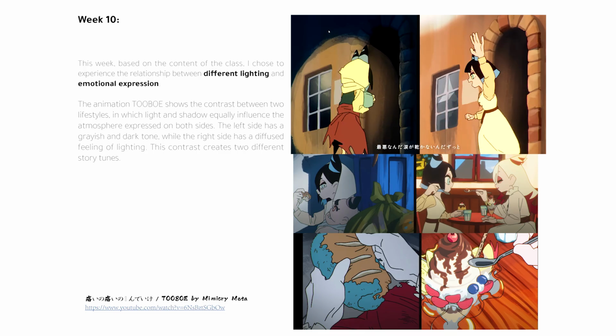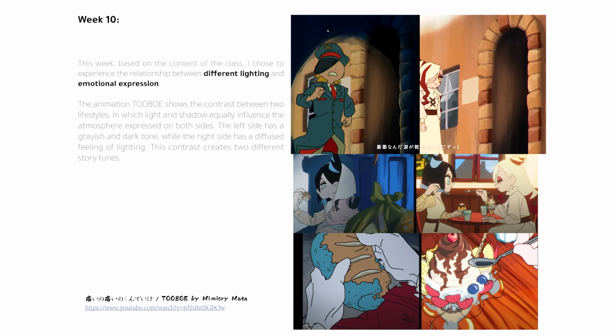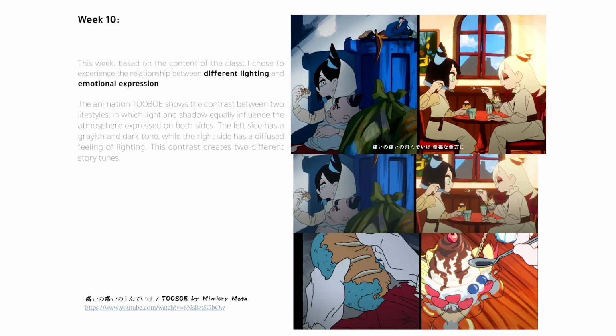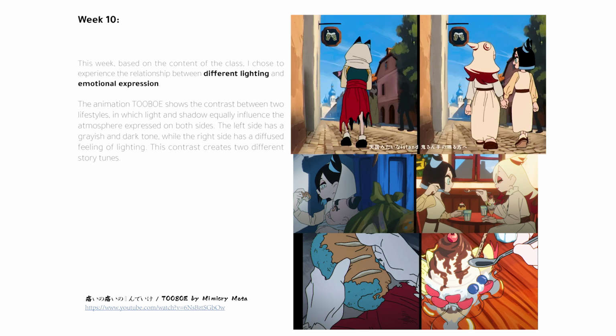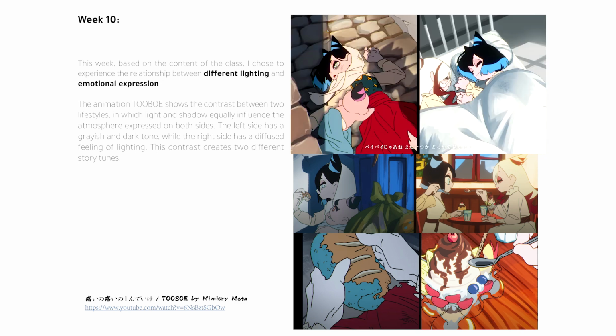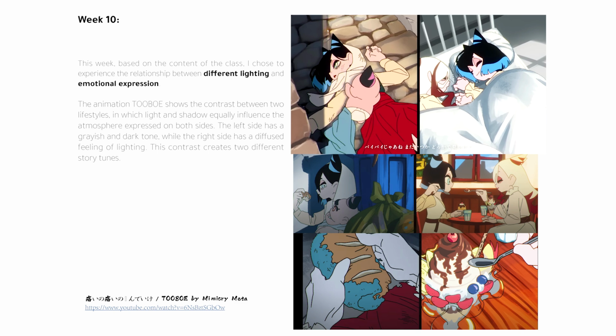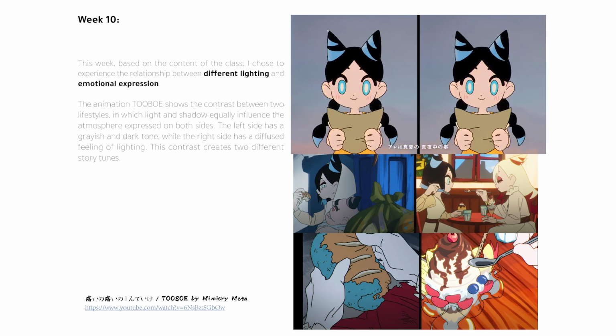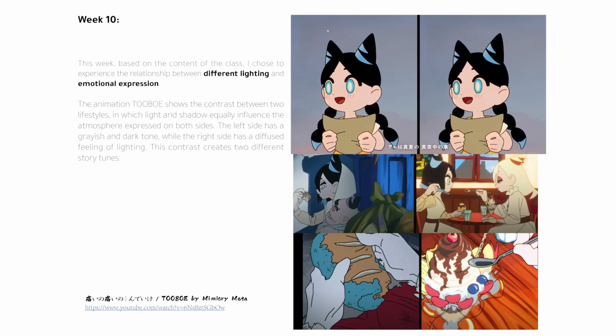The animation's tone shows the contrast between two lifestyles, in which light and shadow equally influence the atmosphere expressed on both sides. The left side has a grayish and dark tone, while the right side has a diffuse feeling of lighting. This contrast creates two different story tones. Therefore, based on the content in week 10, I chose to explore the relationship between different lighting and emotional expression.